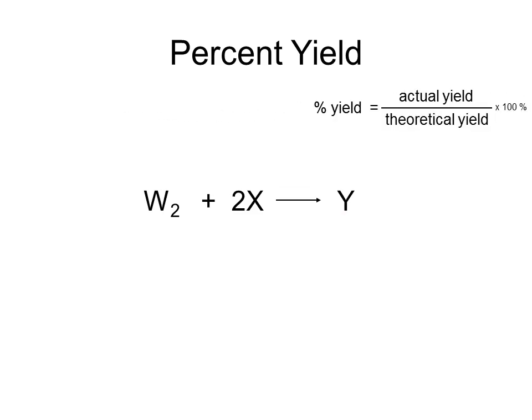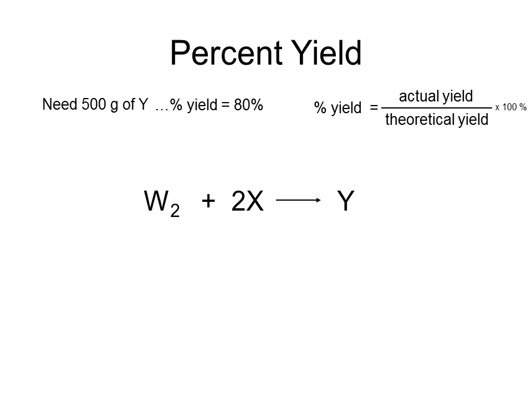Now, earlier we learned that percent yield is equal to the actual yield, which is what you get when you do the chemical reaction, divided by theoretical yield times 100%. For this question, we're told we need 500 grams of Y must be produced. We're also given information that the percent yield for this particular chemical reaction is 80%.